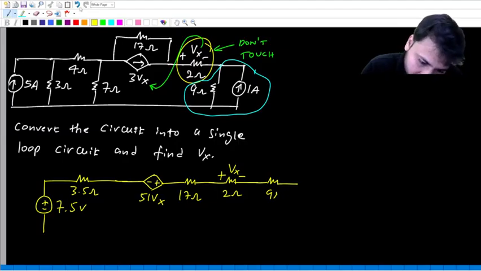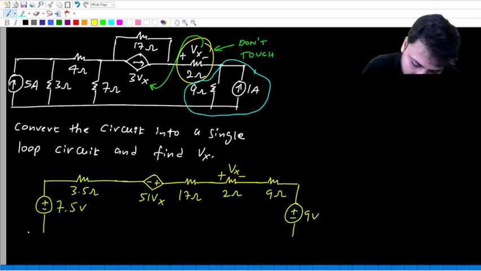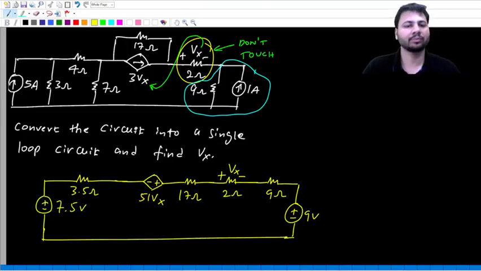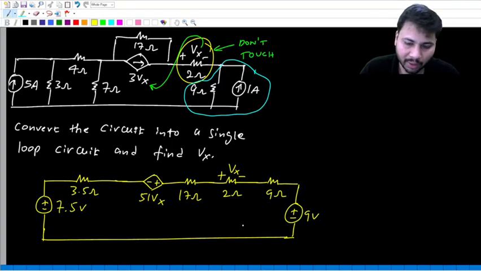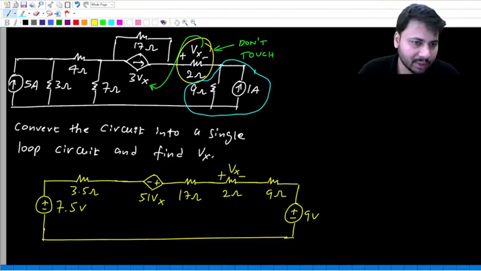So this is the 9 ohm resistor, and this is the 9 volt source. That's all. Now if you look at the circuit, is it not a proper single loop circuit? All elements are in series around a single loop. So by doing repeated source transformation, we are able to convert the circuit into a single loop circuit. Now all we need to do is write one KVL around this single loop.